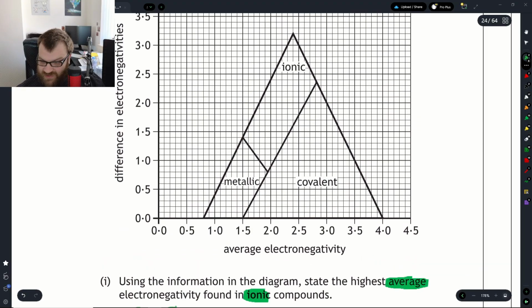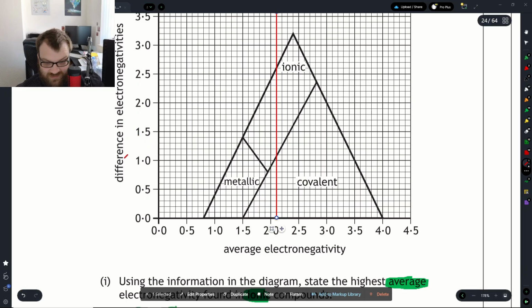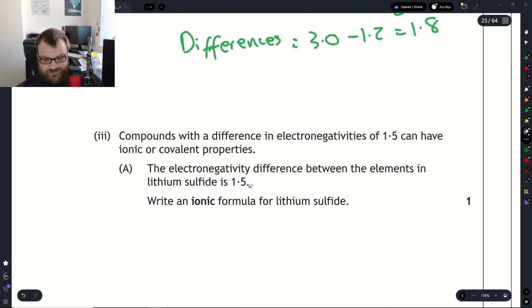So average goes across the way. So I'm wanting 2.1 here. And then we had 1.8. Same scaling. Good. You'd want to have our value crossing over that point there. And that gets us our answer in there. Next one.